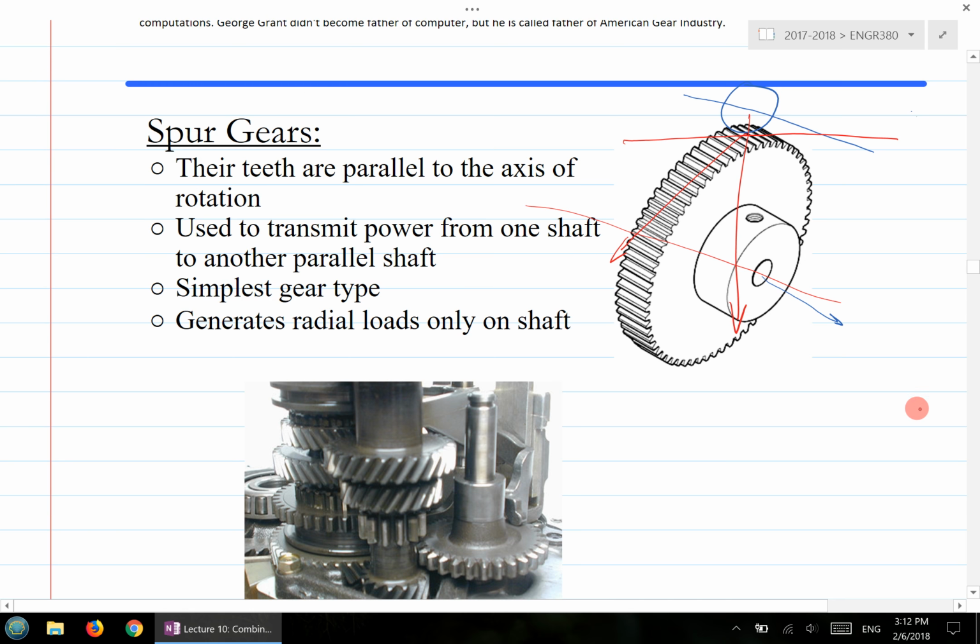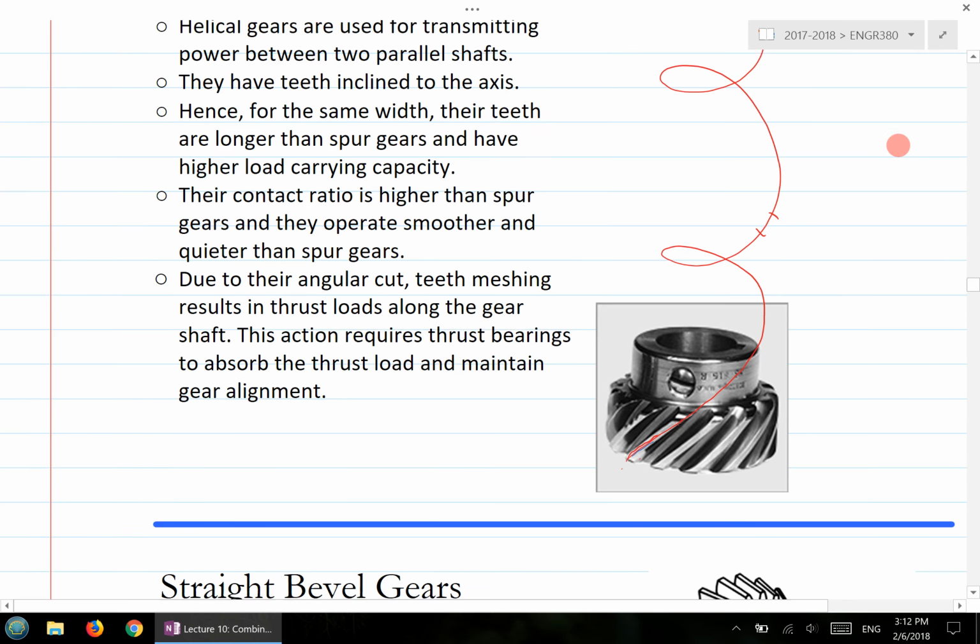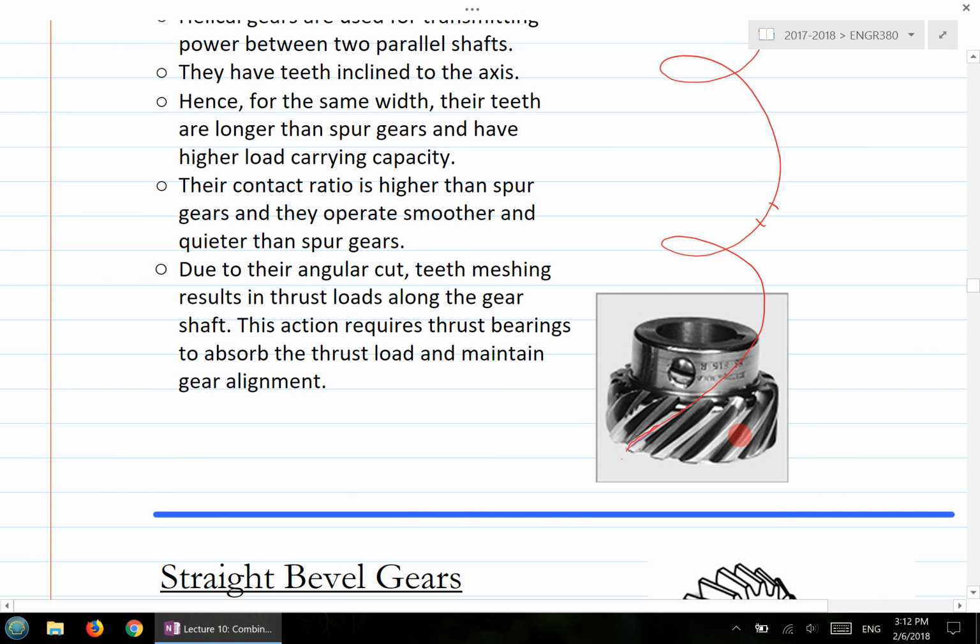But the helical gear is different. When you have two helical gears meshing with each other, there will be three force components.